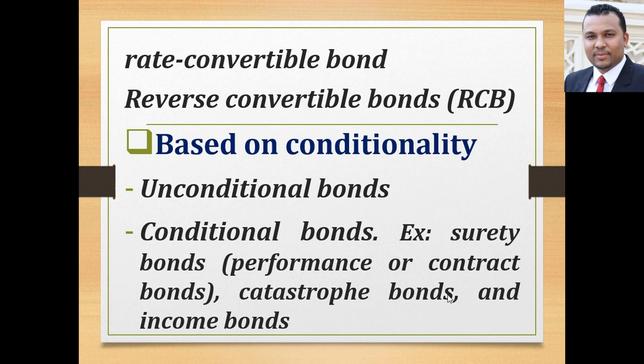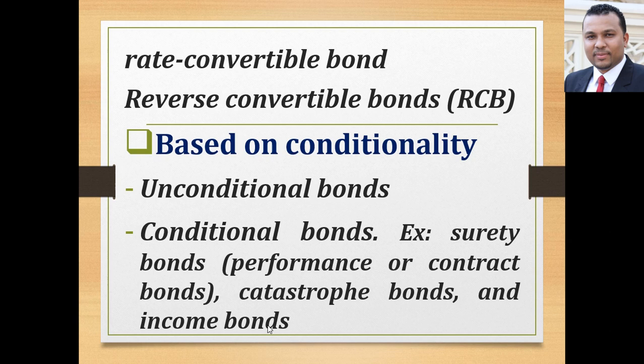The last one, income bonds. Income bonds, the same example for conditional bonds. In the case of income bonds, these are corporate bonds whose coupon payment depends on the level of corporate income. We talk about the earnings, the revenues.